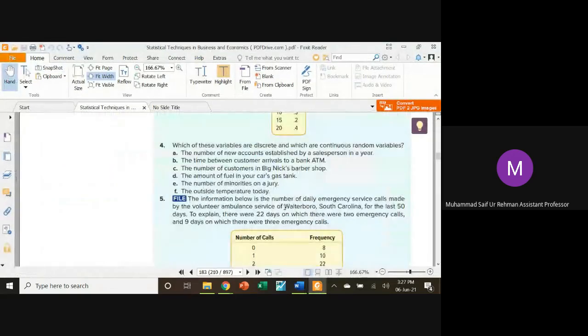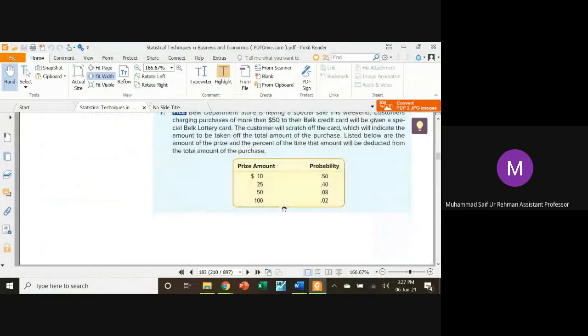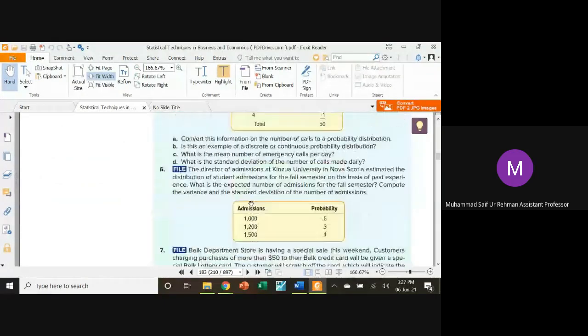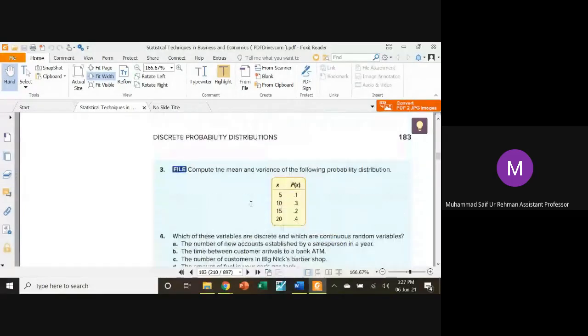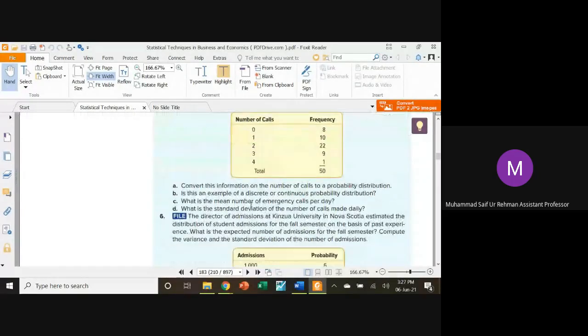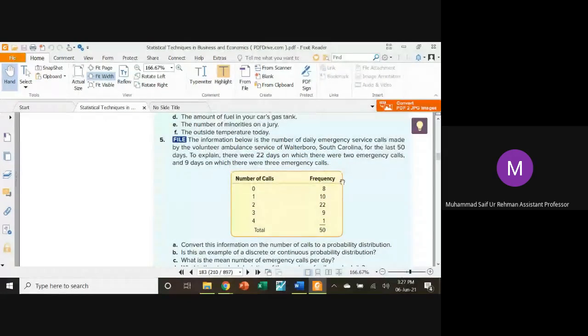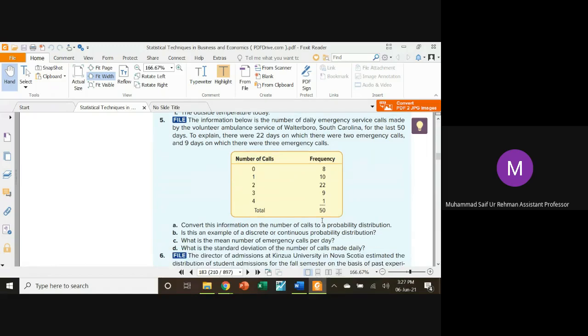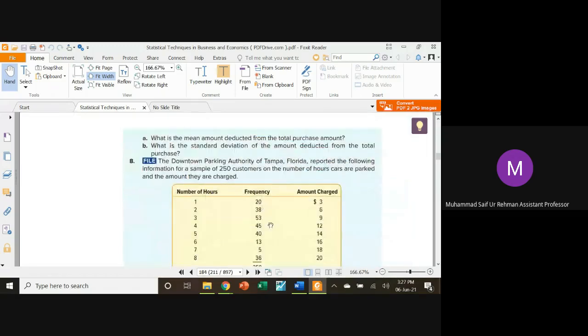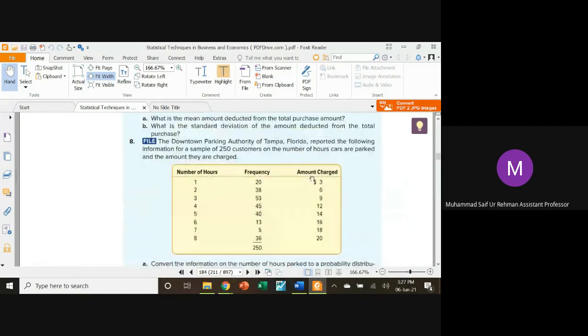These are the questions that are there in this section. You may solve these questions, and if you feel any problem, you may ask me in the next class. Very easy. If you see this question, frequency is there, probabilities are not there. In this particular case again, probability is not given, frequency is given. So this is your activity, that you have to solve this question.